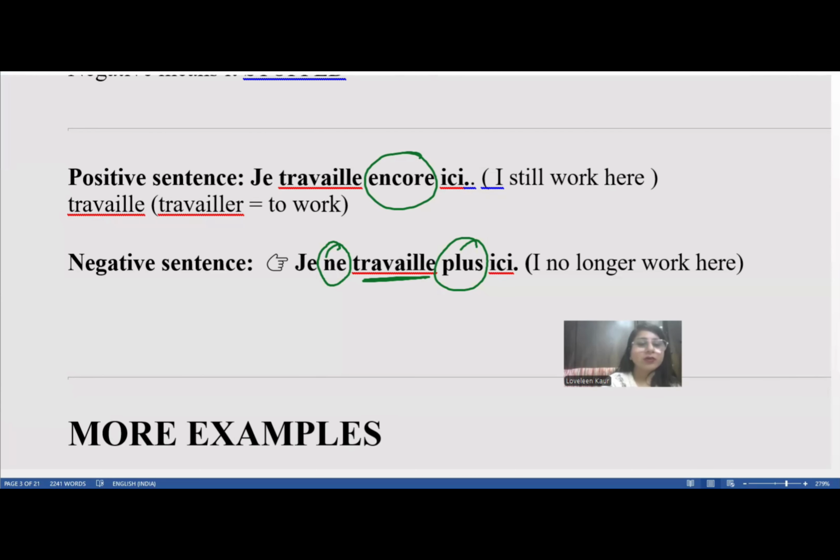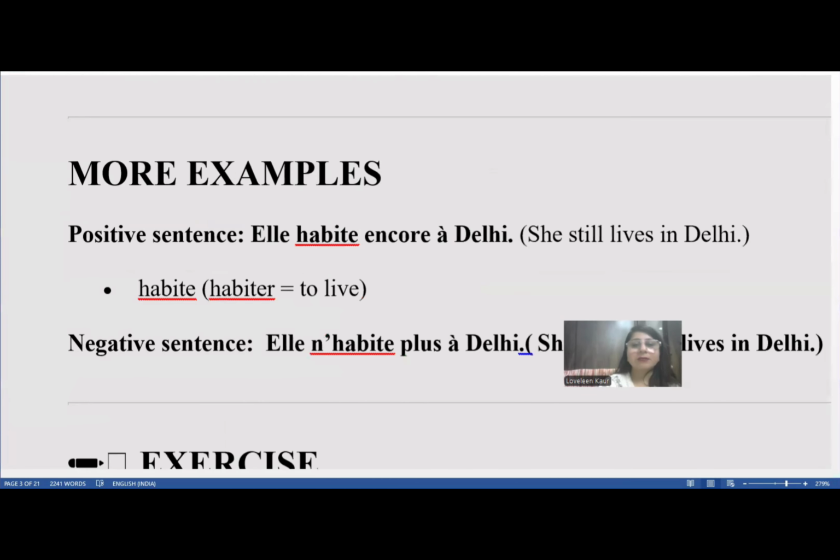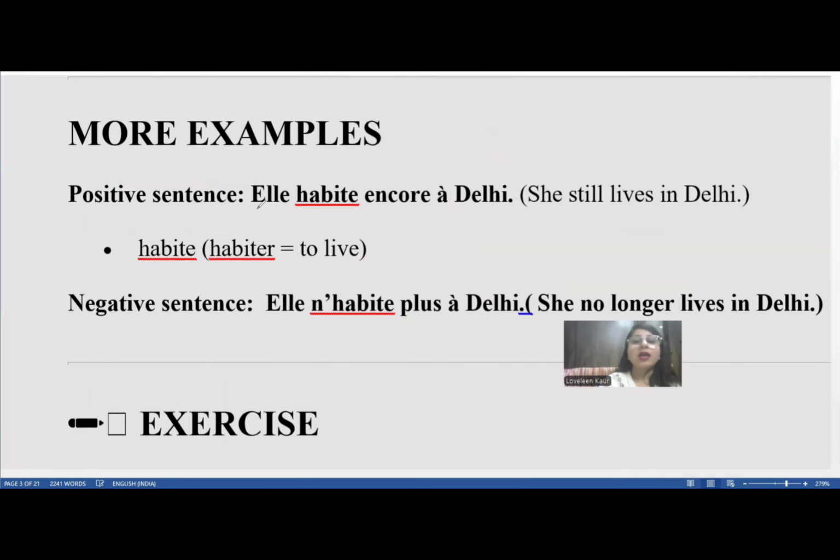Not anymore, right? So let's see more examples. For example, if I say elle habite encore à Delhi, she still lives in Delhi. ये अभी भी दिल्ली रहती है.